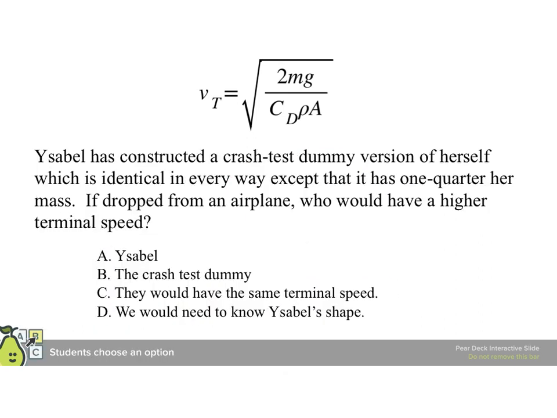All right. Isabel has constructed a crash test dummy version of herself, which is identical in every way except that it has 1/4 of her mass. If dropped from an airplane, who would have a higher terminal speed? So we look here and ask, how does the terminal velocity depend on mass? Well, it's the square root of the mass. So the bigger the mass, the larger the velocity. Since Isabel has a larger mass than her dummy, she would have a greater terminal speed.